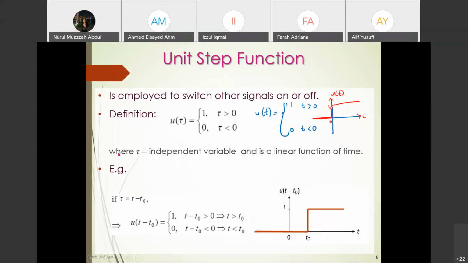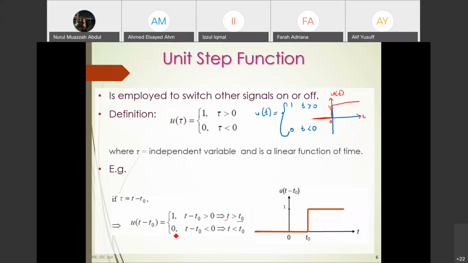And then for example here, if there is a time shifting, for example if tau is equivalent to t minus t naught, when you write the equation, u(t minus t naught) is equal to 1 when t minus t naught is bigger than 0, or you can simplify it when t here is bigger than t naught. Bring t naught to the right.